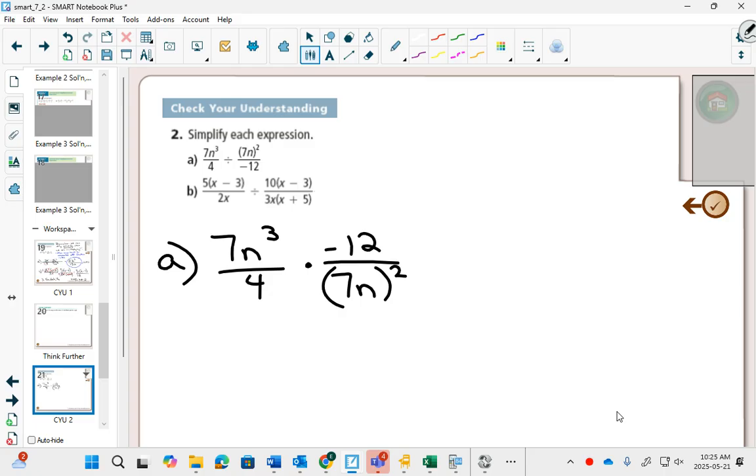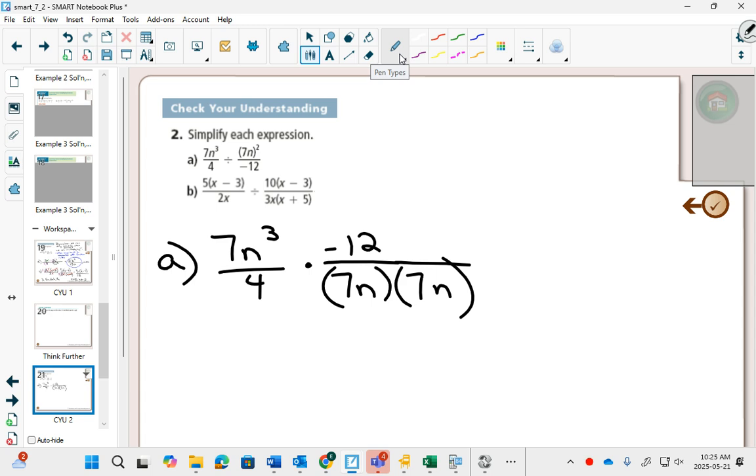What does 7n squared mean? 2 7n's, right? You might want to, and I'm going to do that right now. You can rewrite this as another line if you want. I'm going to change it to 7n times 7n. Okay.